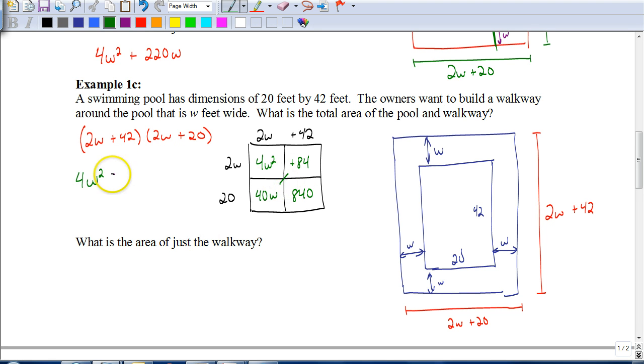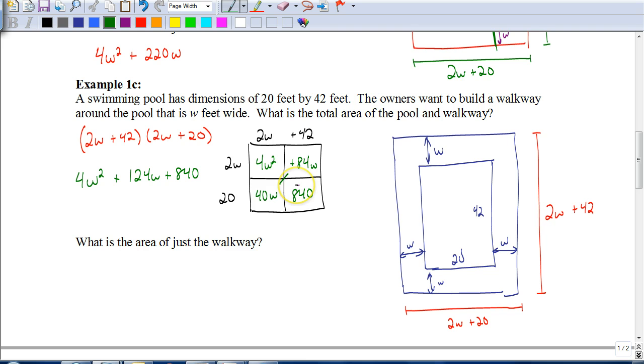These are our like terms. So it's going to be, oops, I forgot a w in there. So that should have been 84w. But 84w plus 40w is going to be, what would that be, 124w plus 840.